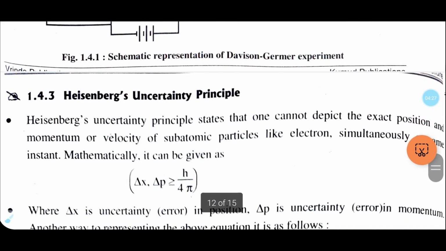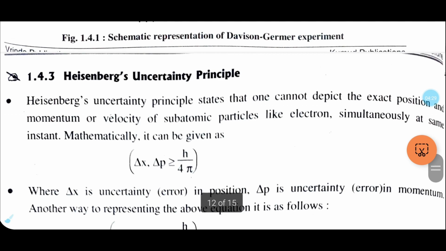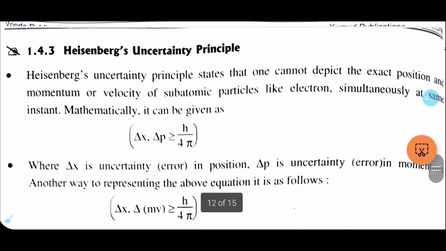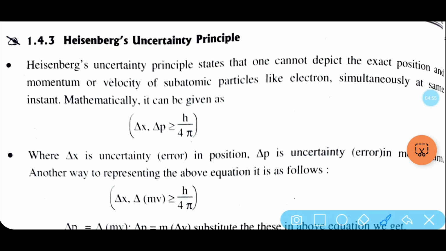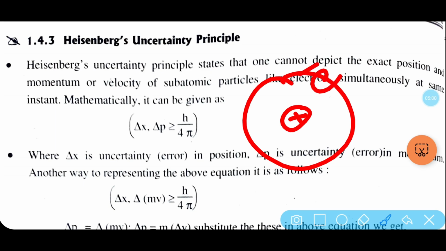Now let us see a very important principle, that is Heisenberg's uncertainty principle. Today we know that this principle is useful to find out the probability of an electron in the orbital. The Heisenberg uncertainty principle states that one cannot determine the exact position and momentum or velocity of a subatomic particle like an electron at the same instant. That means in an atom there is a centrally placed nucleus, and around that, in orbits, electrons are revolving.